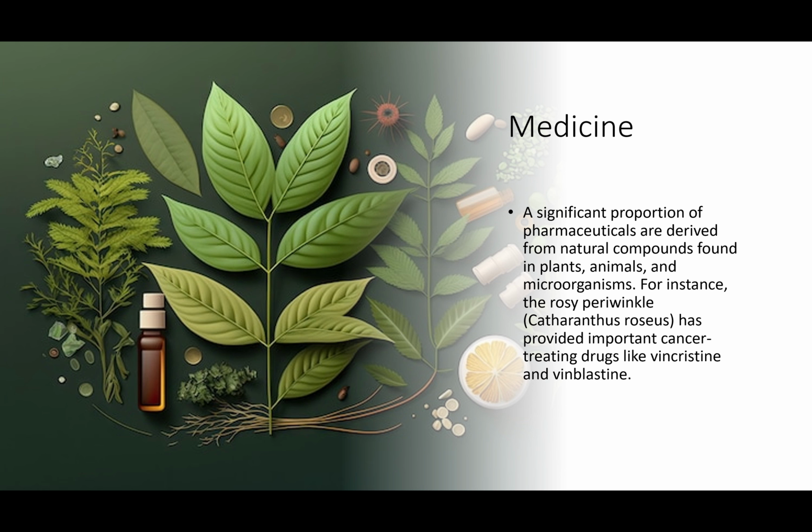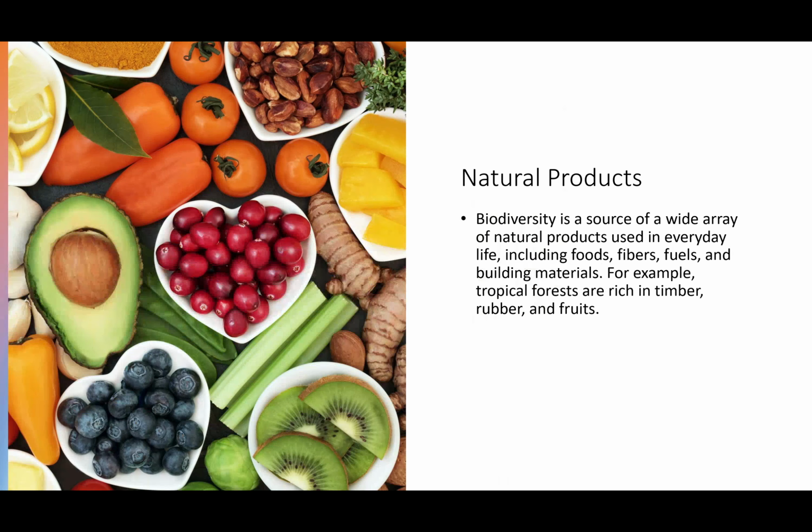So natural products generally: biodiversity is a source of a wide array of natural products used in everyday life, including foods, fibers, and fuels. So the three F's: food, fiber, and fuel. The fibers can be used to create clothes and different materials, furniture, those types of things. Food is obvious, very very obvious. Fuels: we can use these things to create different types of biofuels that may be more beneficial to the environment. And we have building materials there.